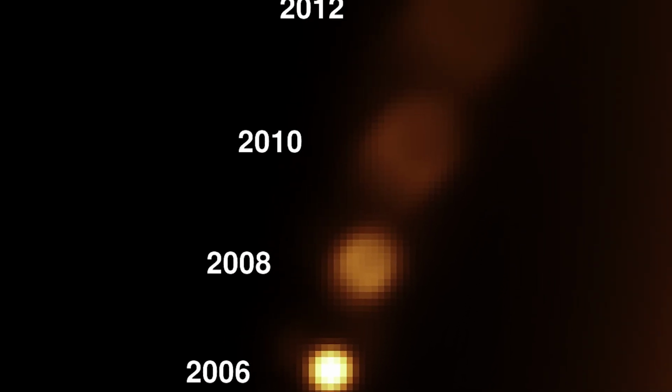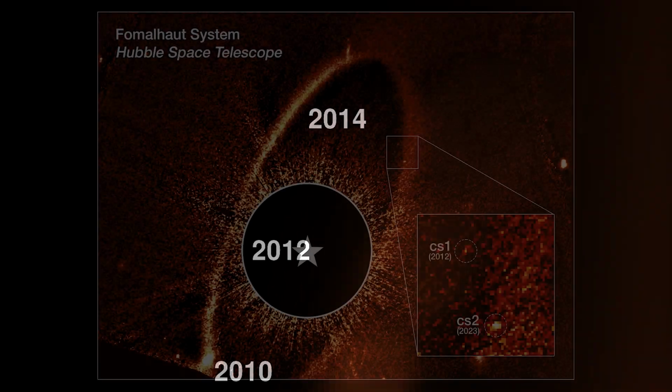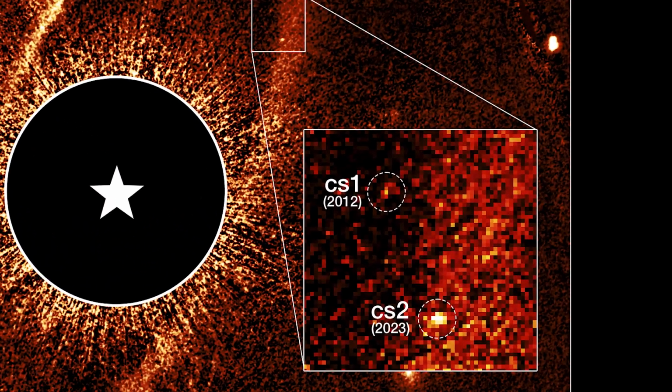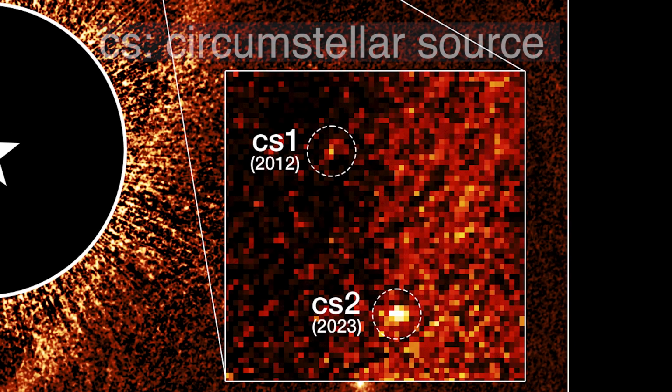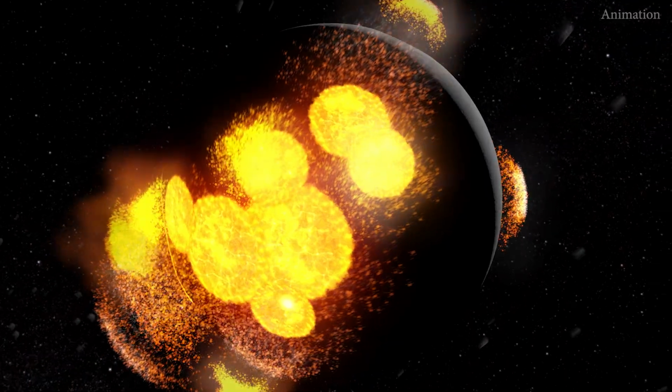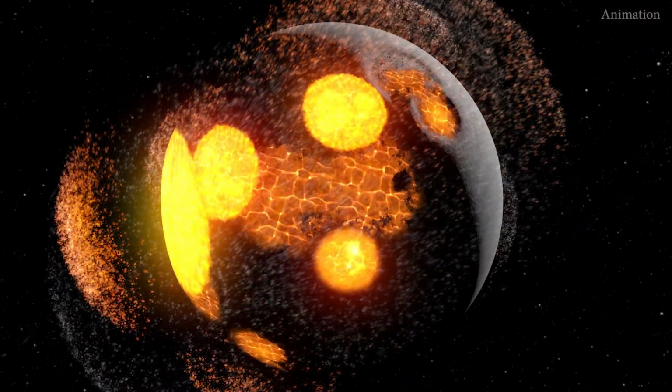However, it faded over time, leading scientists to conclude that it was a dust cloud from colliding planetesimals. While searching for it in recent Hubble images, they found another unexpected point of light in a similar spot. They named the original object CS1 and the new one CS2. Collisions like these play a key role in shaping planetary systems, but they're rare and hard to study.